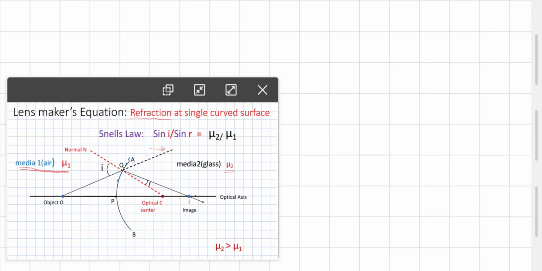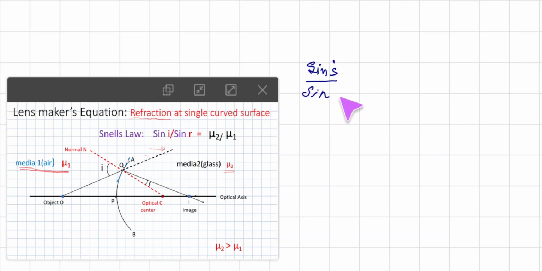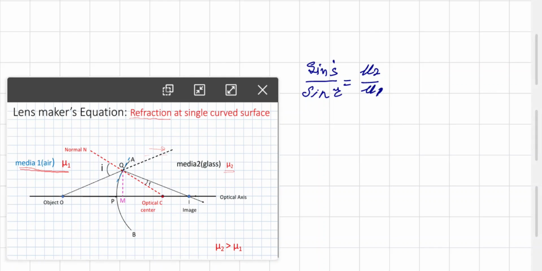So you should remember that according to Snell's law, sine i upon sine r is equal to mu2 upon mu1. This is a very important law which you should know. Now see, here it is.